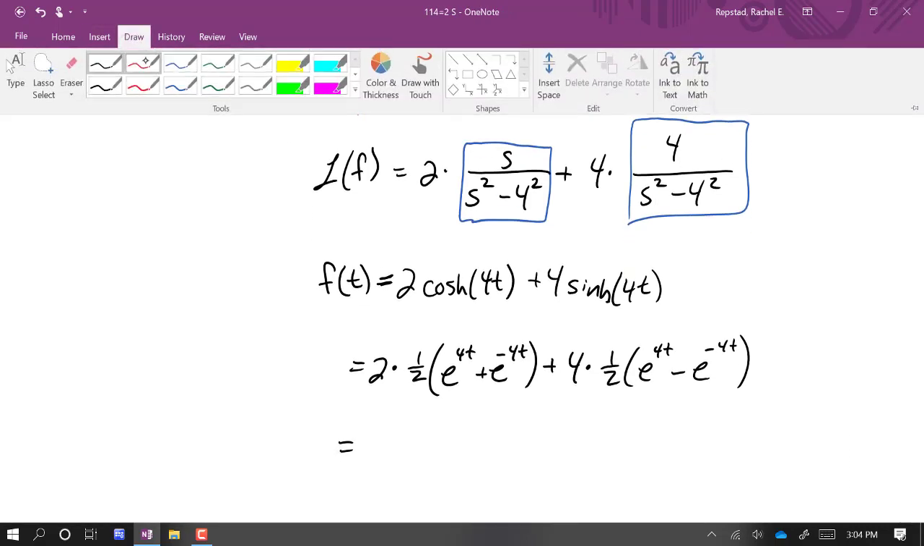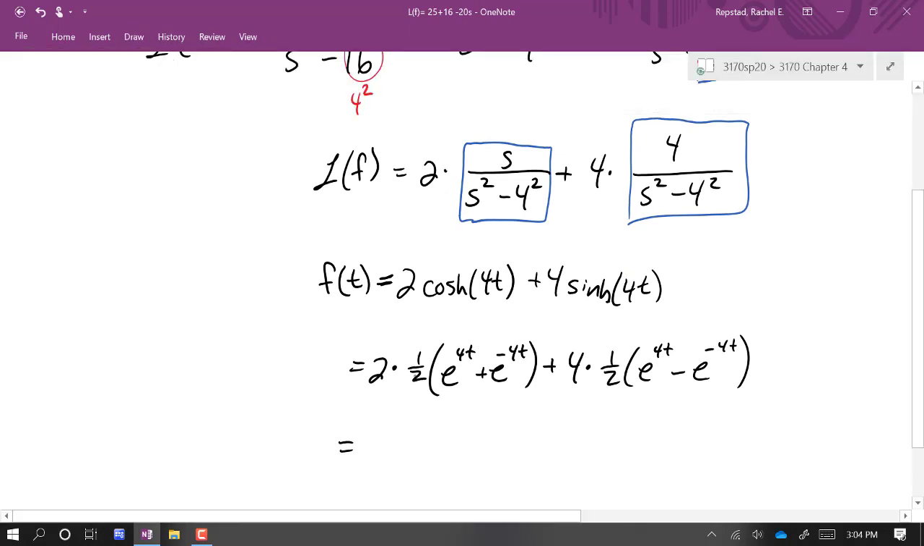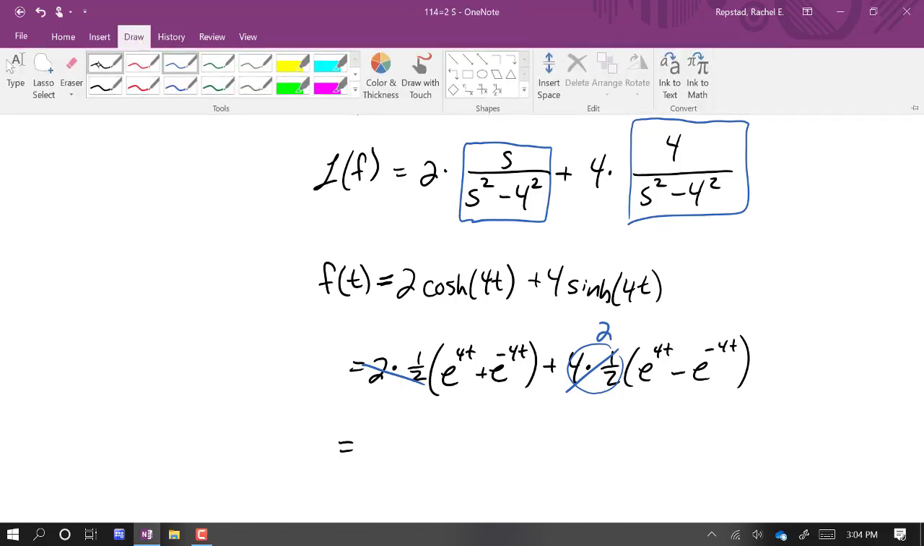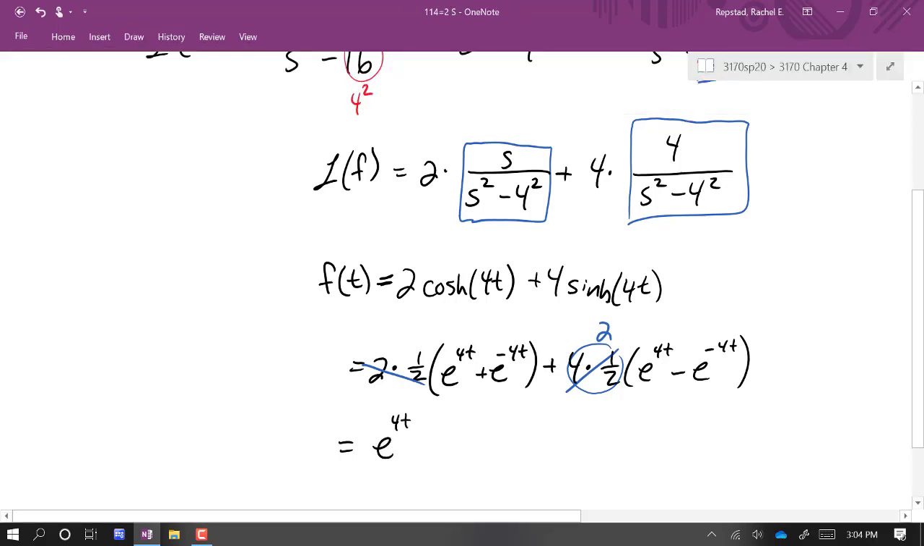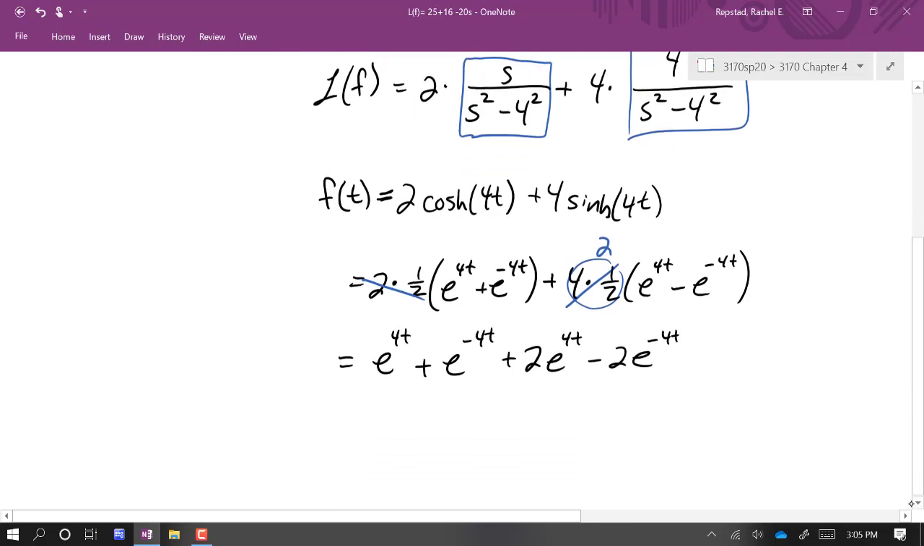Going to do some simplifying, so let's see, those cancel, these cancel, get a factor of 2 out there. Going to distribute that, so we have e to the 4t plus e to the negative 4t plus 2 e to the 4t minus 2 e to the negative 4t, and altogether now we have 3 e to the 4t minus e to the negative 4t. And that is precisely what we got doing it the other way. So in this case, there is more than one way to get to the desired result.